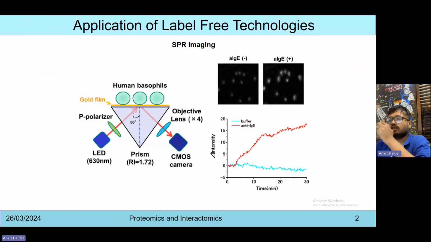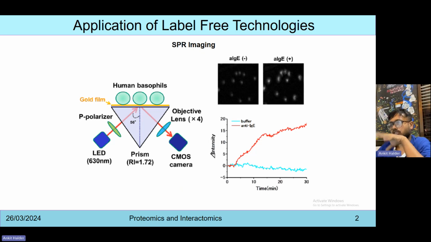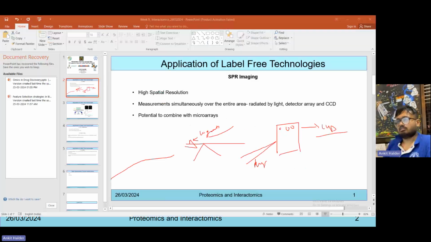So one of the examples here is gold film polarizer light. Polarized light is used other than the polychromatic light, and in the gold film there are these vesicles, which are reflected and get into the camera, and you can see that with different instances it can be used.